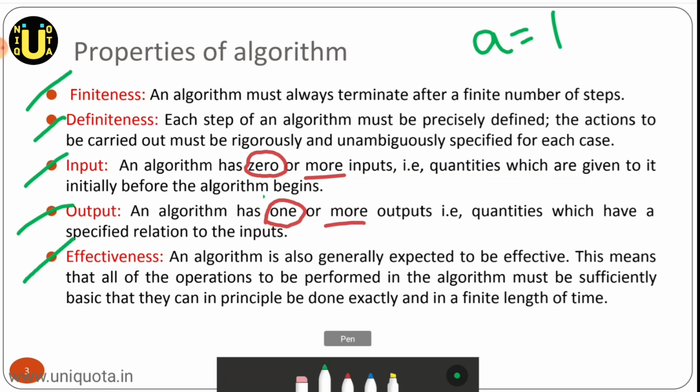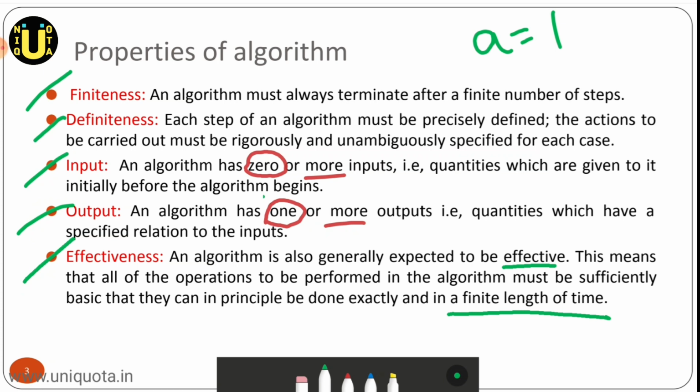Now, effectiveness. An algorithm is also generally expected to be effective, or else it's not an algorithm. This means that all of the operations to be performed in the algorithm must be sufficiently basic that they can be done in principle exactly and in a finite length of time. It should not take infinite length of time. If it's infinite, there is no meaning in putting that algorithm.